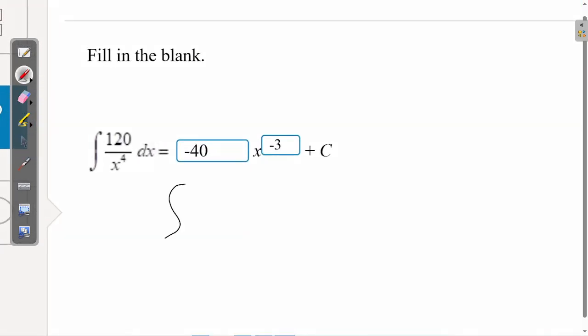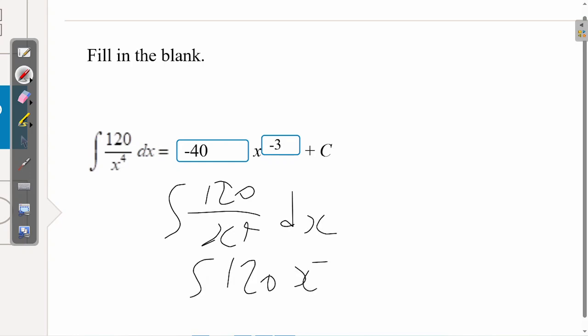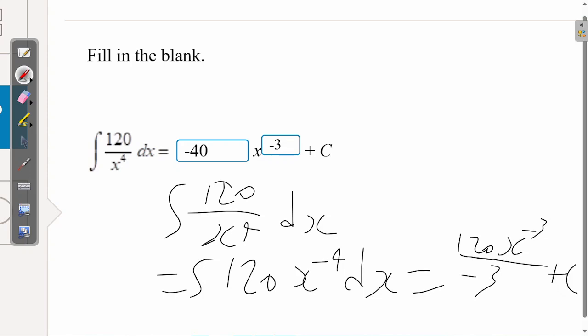Now integral of 120 over x power 4 dx. Since it's the denominator, we bring it up. 120 x power negative 4 dx. Now we integrate to be equal to 120 x power negative 3 over negative 3 plus c. 120 over negative 3 will be negative 40 times x power negative 3 plus c. Which is the answer.